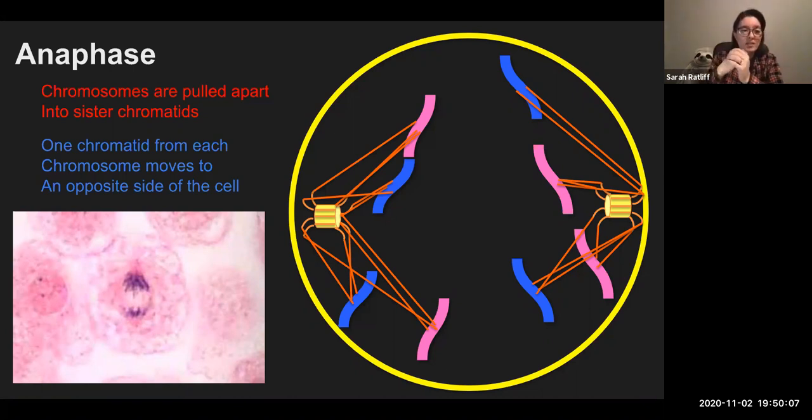So one chromatid from each chromosome, so one of those halves, is getting pulled apart, pulled in half by these centrioles through their spindle fibers. And as they're getting pulled to opposite sides of the cell so that they're not getting mixed up, we know we have half and half of everything, we're good to go. We're just splitting those chromosomes in half into our sister chromatids, so that when our cell finally splits in half, we're going to have exact copies of that DNA on both sides.